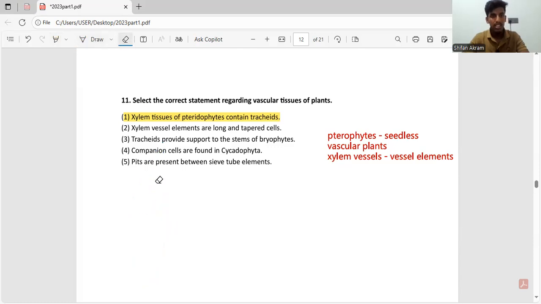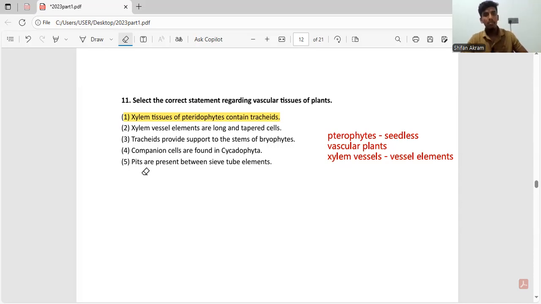Okay, now let's go to the third statement. Tracheids provide support to the stems of bryophytes. Bryophytes are non-vascular plants. When they are non-vascular plants, they don't have a vascular system. When they don't have a vascular system, they don't have xylem or phloem vessels. So they don't have the tracheids. So again, that is wrong.